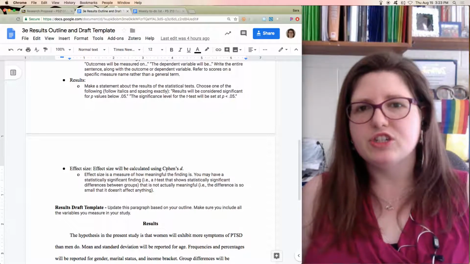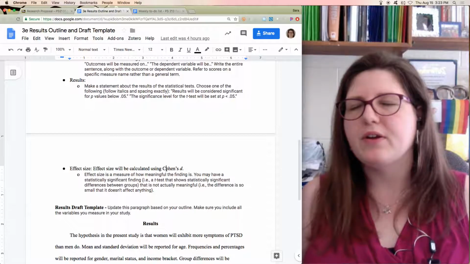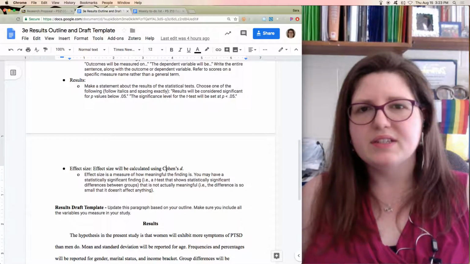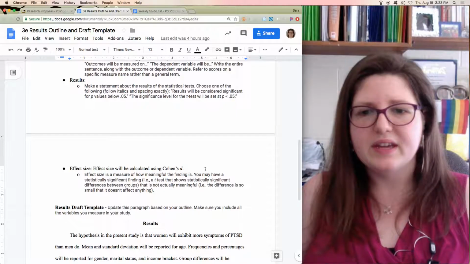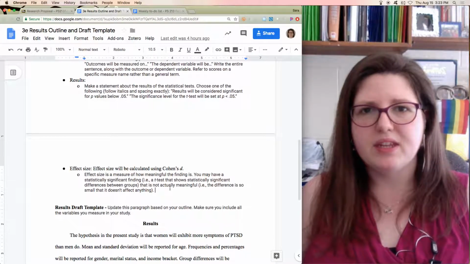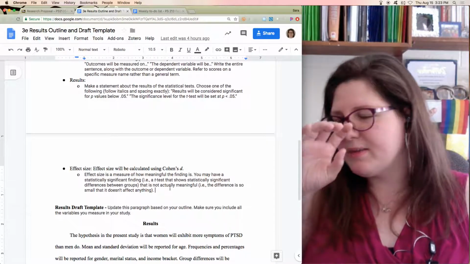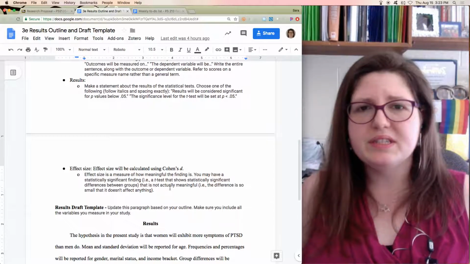When we did the measures paragraph, Cronbach's alpha, Cronbach gets capitalized because it's a person's name. Alpha does not get capitalized. Same here, d does not get capitalized, but Cohen does. So Cronbach's alpha is a measure of reliability. Cohen's d is a measure of effect size.